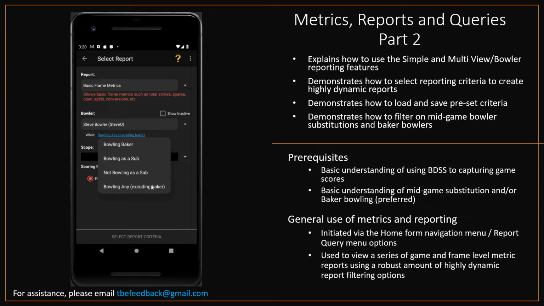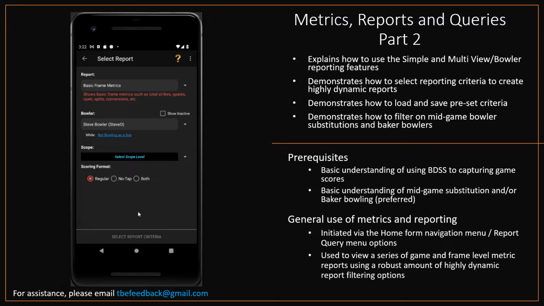And then bowling any, excluding Baker. This is the default choice, and it will show metrics for frames the bowler bowled as a mid-game substitute or not as a mid-game substitute. Frames bowled during Baker bowl are excluded. For this example, I will select not bowling as a sub.